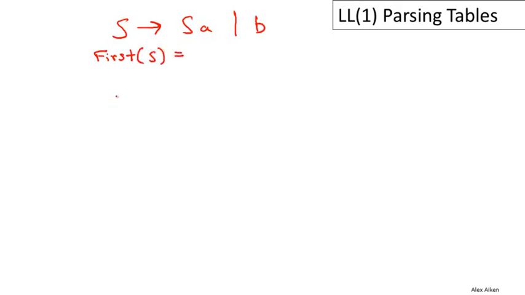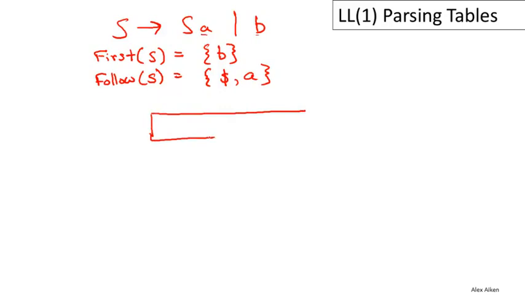So let's take a look at the first of S. All right, so what can S produce in the first position? Well, it can clearly produce a B, and there's no possibility of generating epsilon from S, so in fact that's the only thing that's going to be in the first of S. And what about the follow of S? What can follow in S? Well, it's the start symbol, so clearly dollar is in the follow of S. And then the terminal A appears right after S in the first production, and so A is also in the follow of S. And now we're ready to build our table, and it's going to be a very small table.